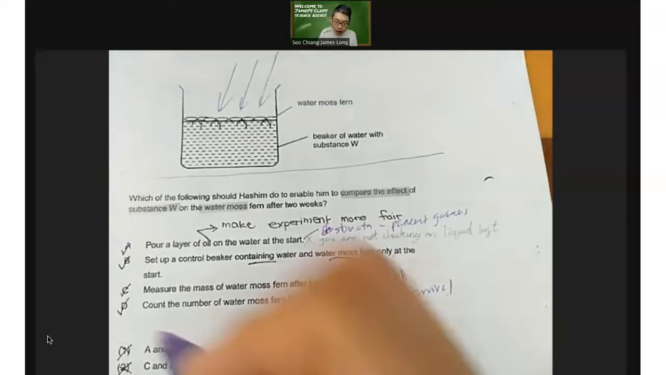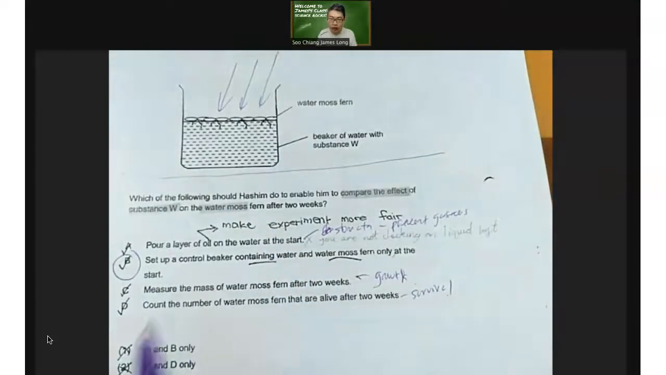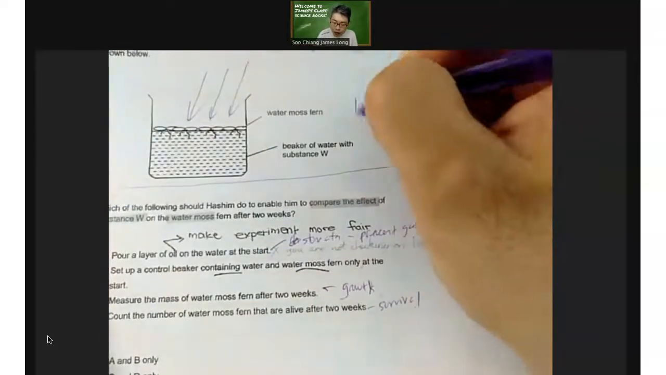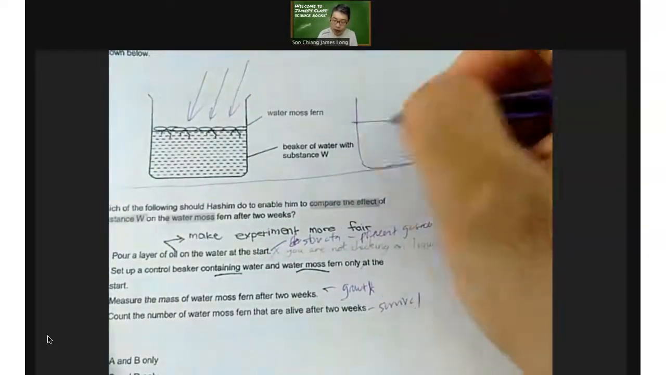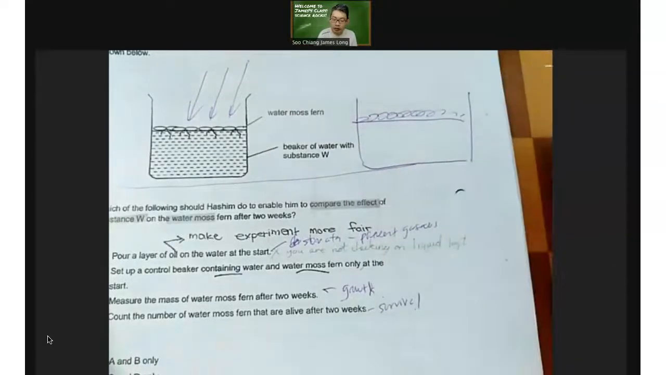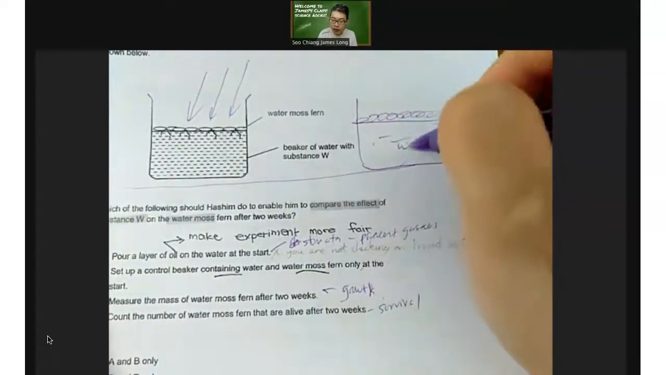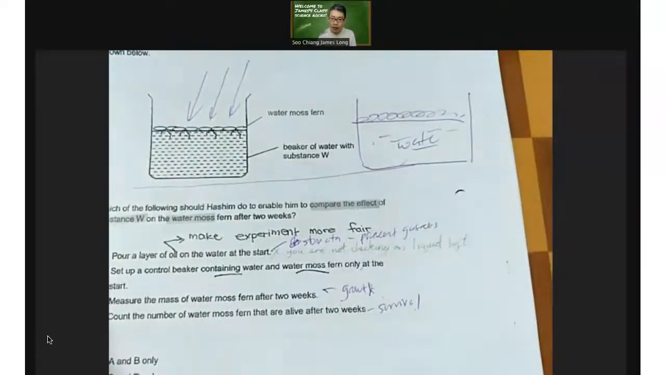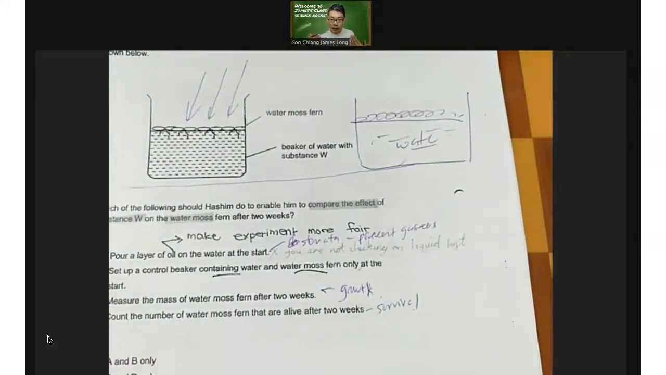Alright? Now, having a control, I think is important. So whatever you're comparing, a control means you don't have that change variable. In other words, you have another beaker with the same amount of water, with the same number of the water moss plant, with just water and no substance W.